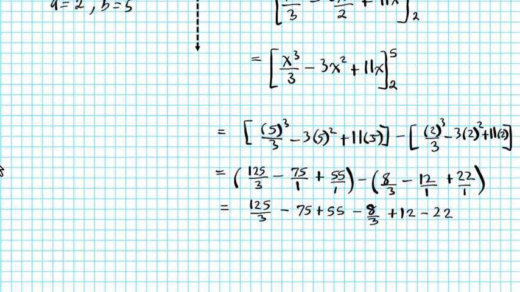Alright, so let's go ahead and deal with the fractions first. 125 over 3 minus 8. So we subtract that, we have 117 over 3. And then negative 75 plus 55, that's negative 20. So we have negative 20, and then 12 minus 22, that's negative 10. And then we'll combine them together.